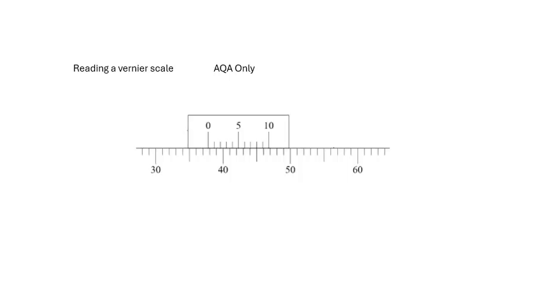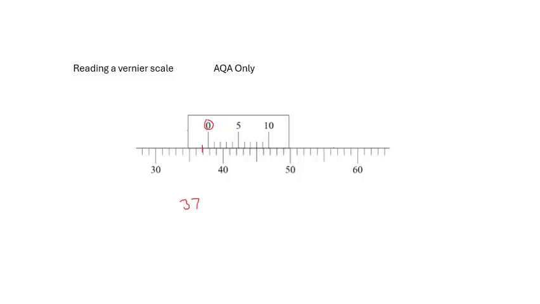Reading a vernier. Now this is something that only AQA have to do. OCR don't have to worry about this. And what we do is look at this 0 here, and for the number of millimeters, this is measuring distance in millimeters. So the number of millimeters, 35, 36, 37. So it's 37, there's 37 millimeters there. 37 plus some fraction of a millimeter. What is that fraction of a millimeter?